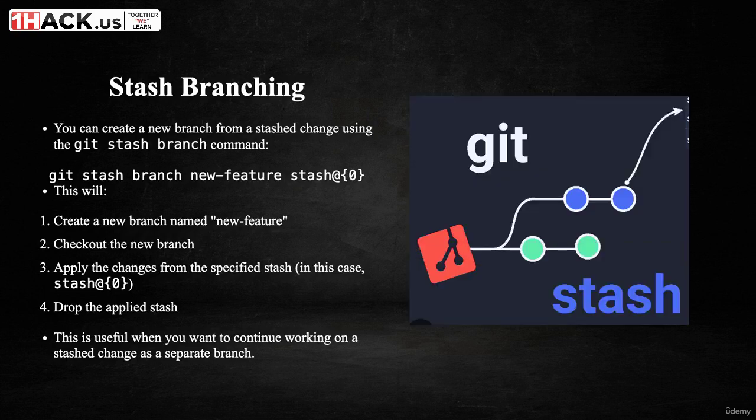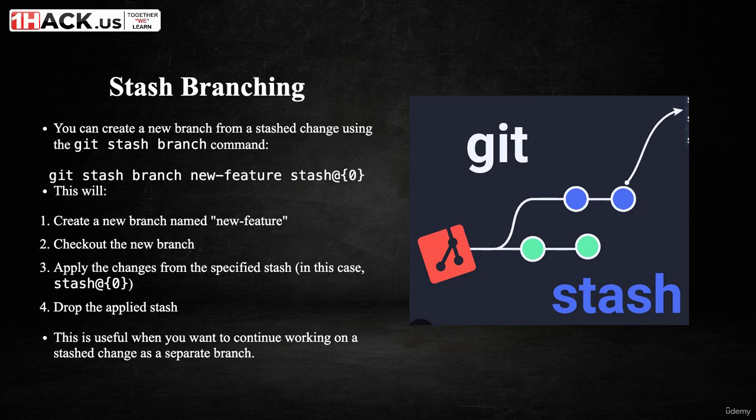In addition to applying stash changes to your current working directory, you can also create a new branch from a stashed change. This can be useful when you want to continue working on a stashed change as a separate branch. To create a new branch from a stashed change, you can use the git stash branch command. This command takes two arguments: the name of the new branch you want to create and the identifier of the stash you want to apply.